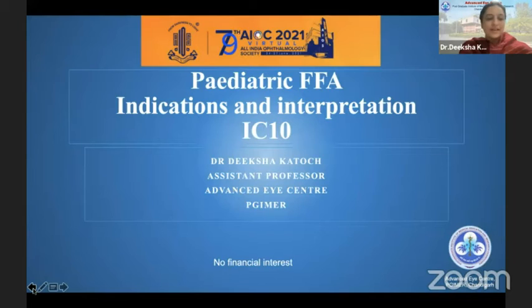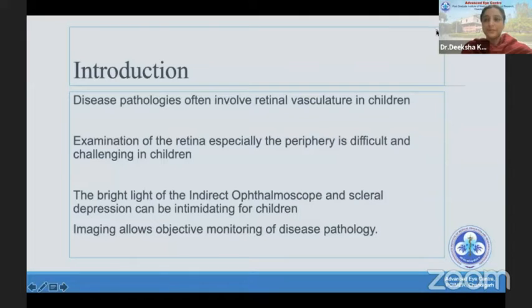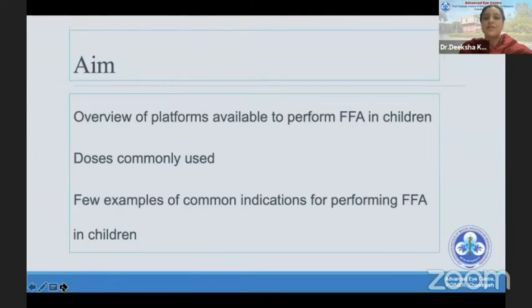Okay, so my topic is pediatric fluorescein angiography, indications and interpretation. Disease pathologies often involve the retinal vasculature in children. An examination of the retina, especially the peripheral, is difficult and challenging, as we all know. The bright light of the indirect ophthalmoscope and scleral depression can be really intimidating for children. We know that imaging allows objective monitoring of disease pathology.